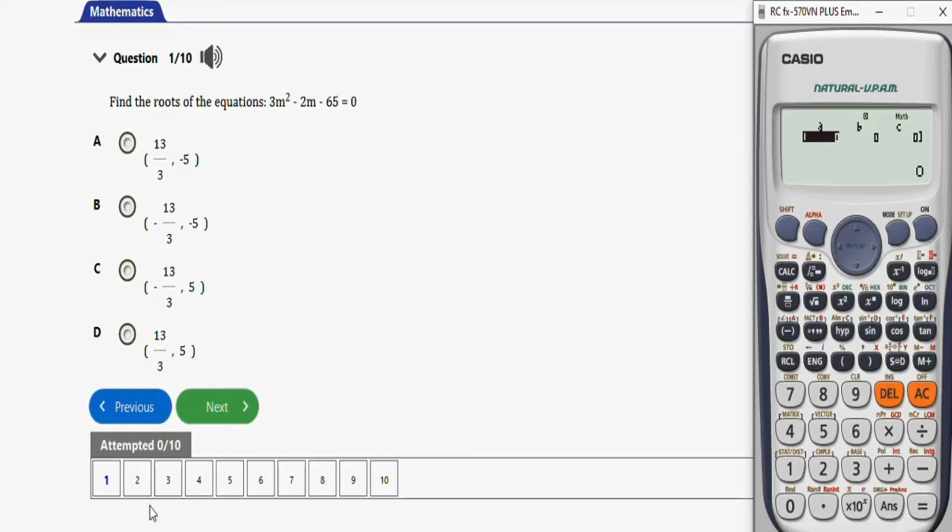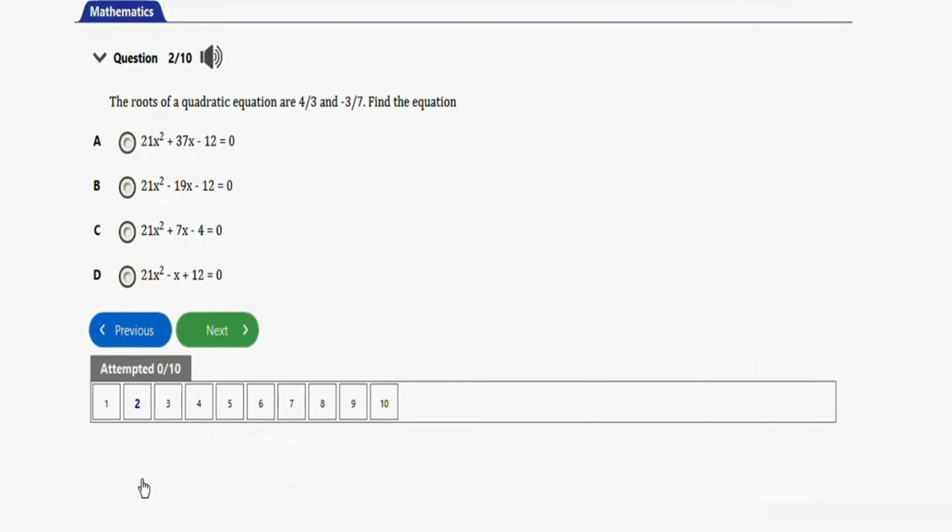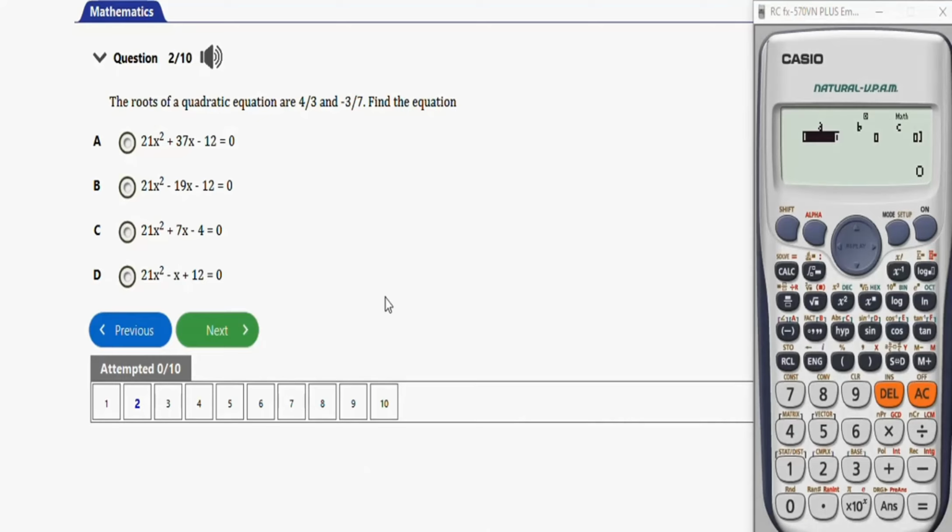Let's solve question 2. Question 2 says the roots of a quadratic equation are these two. Find the equation. Let's bring the calculator. This is very, very simple. For this question, we don't need to restart the calculator. All you need is to press the AC button and the initial values will be cleared, the boxes will become empty. Now we're going to check each of the options to see the one that gives us the roots 4 over 3 and minus 3 over 7 respectively.